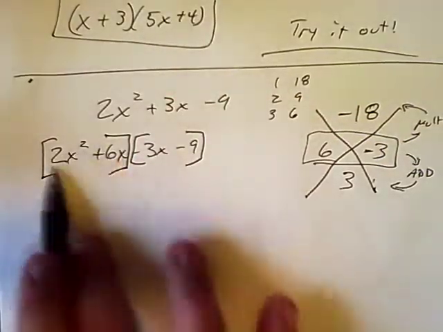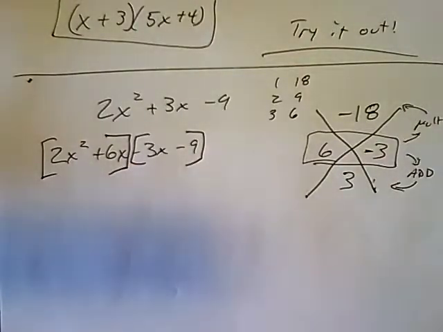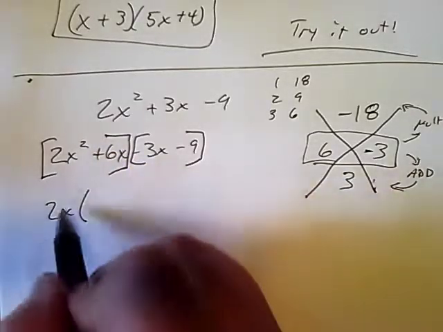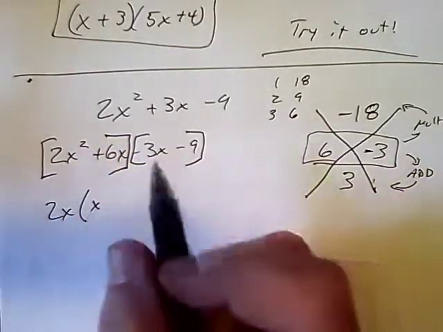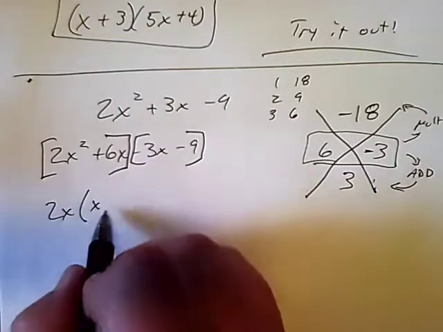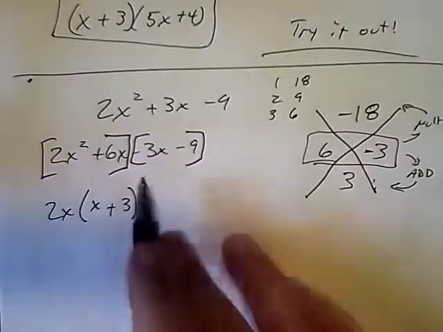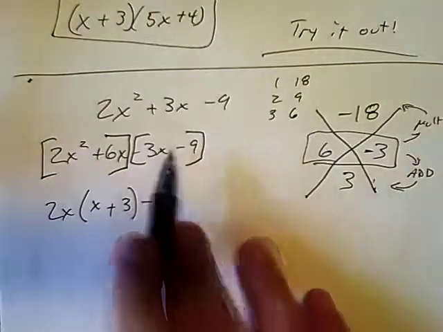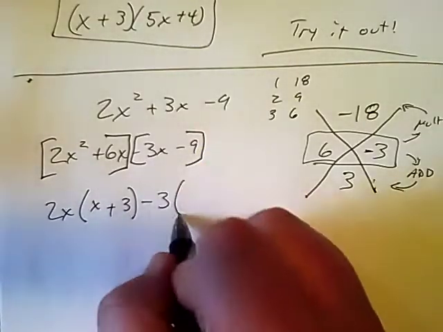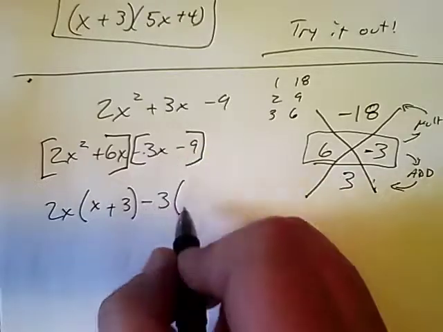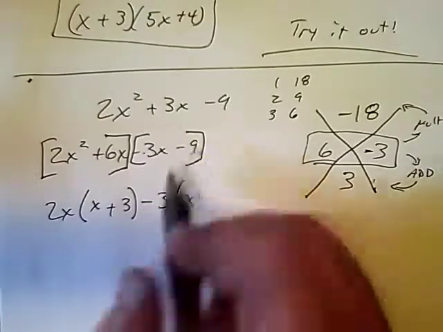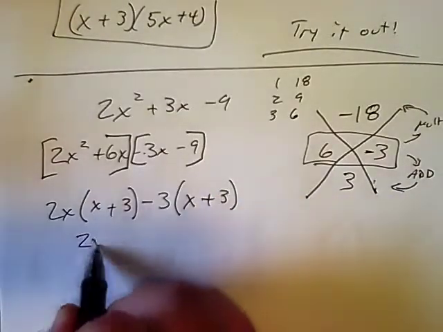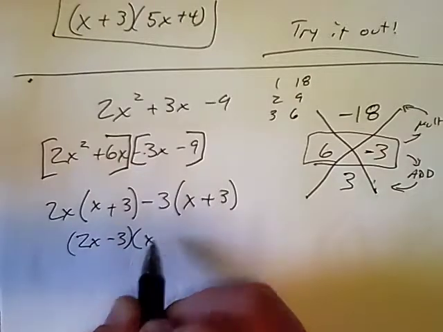Between 2x squared and 6x, the greatest common factor has to be 2 and x, right? 2x squared divided by 2x is x, and 6x divided by 2x is a positive 3. Now I have a negative, so I know I have to bring out at least a negative, and 3 goes into both 3 and 9. There's no x here, so x doesn't come out. Negative 3x divided by a negative 3 is a positive x, and negative 9 divided by a negative 3 is a positive 3. Now these are the same, so I know my factors are 2x minus 3 times x plus 3.